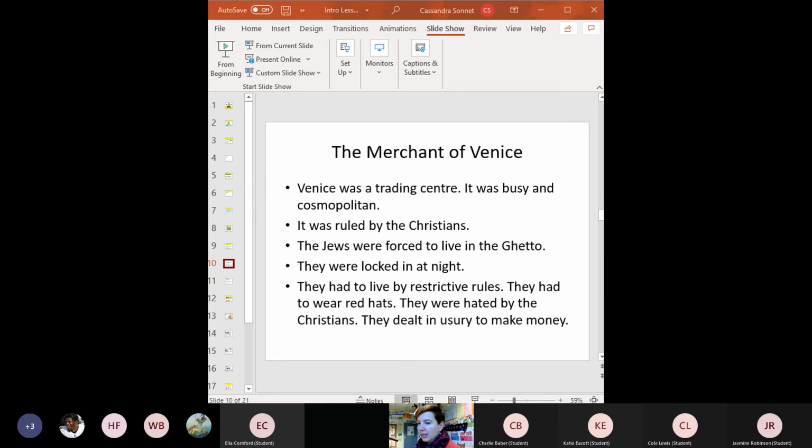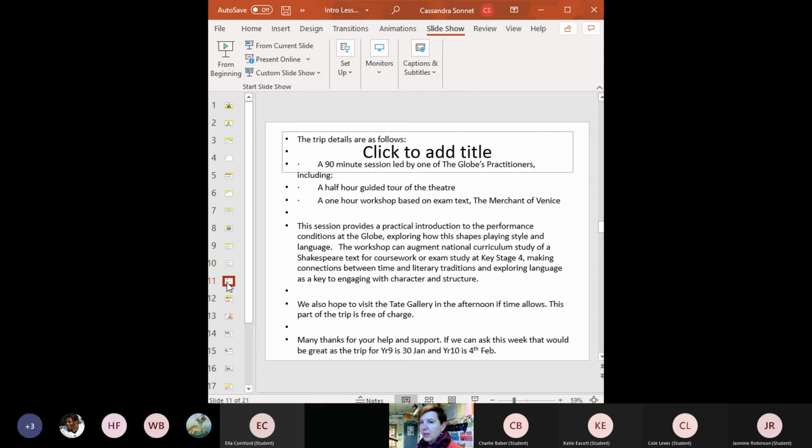So, at home, can you see this, the Merchant of Venice thing? The Jews were forced to live in the ghettos, and they had to do usury to make money.